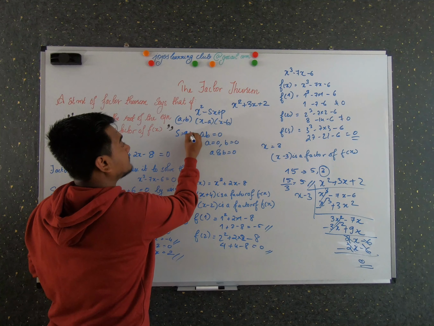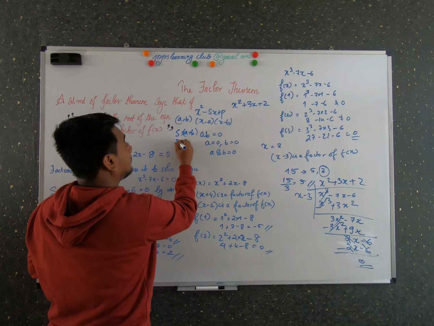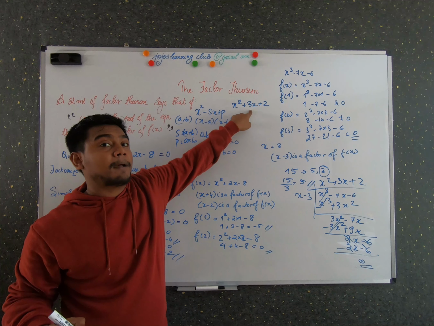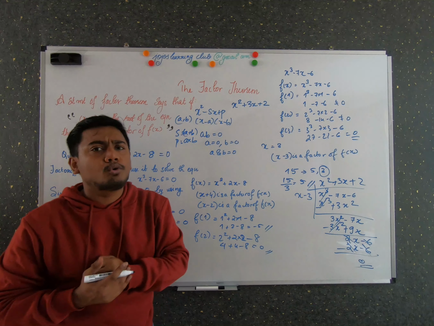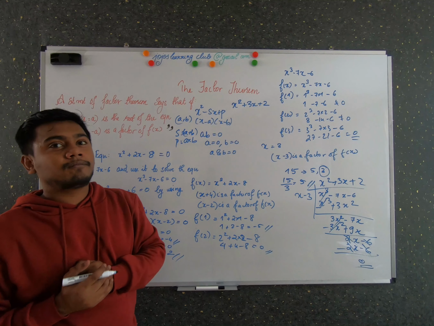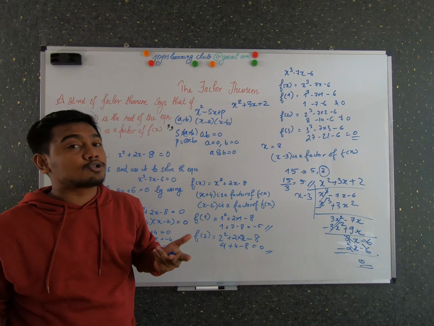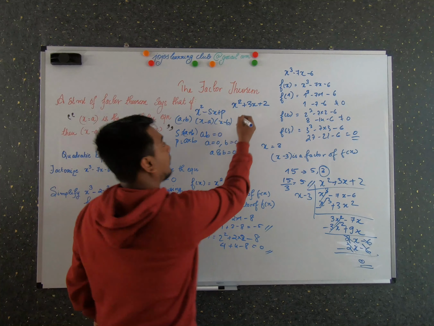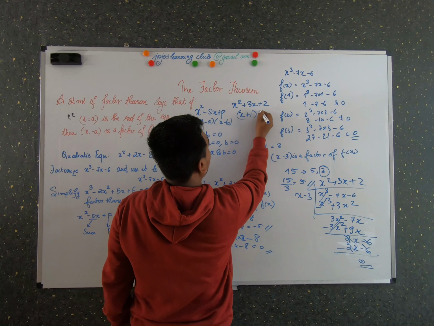The sum is a plus b and the product is a into b here. Similarly, check when you get a sum of 3 and a product of 2. What would be the numbers? It's very easy, right? 1 into 2. Only then will you get 2 as the product and 3 as the sum. So you can simply write this as x plus 1 into x plus 2.